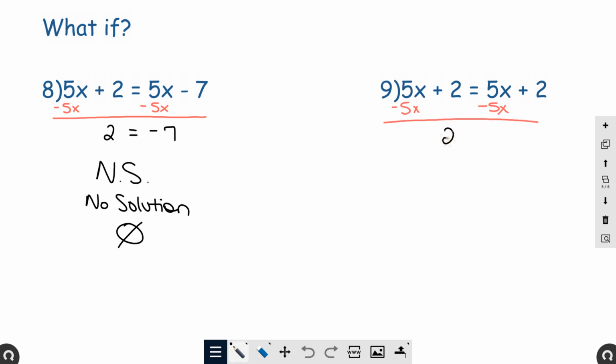All right, similarly, for our next problem, we can minus 5x, and the x's cancel again. But in this situation, we're left with, does 2 equal 2? All the time, all day long, right? 2 here, 2 here, they're the same. They're equal. So we say IMS.